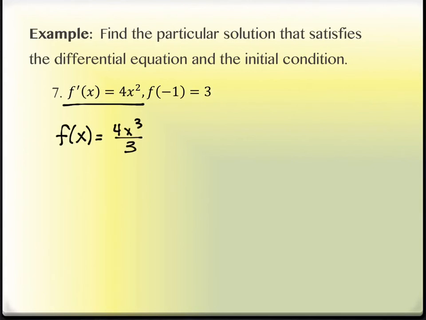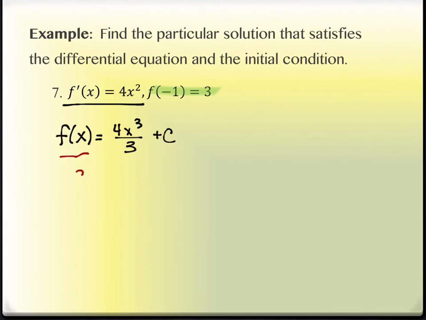4x cubed over 3. Let's see. Okay, all good? Now here's the cool thing. They tell us at the end a point. They tell us when x is equal to -1, y is 3, or f of x is 3. So I can plug those in.